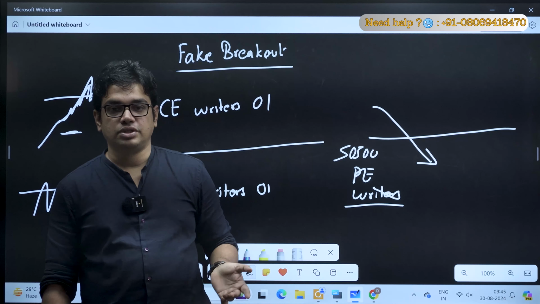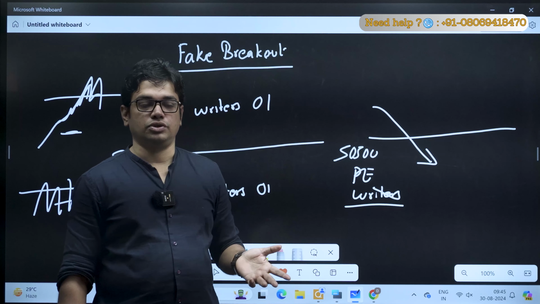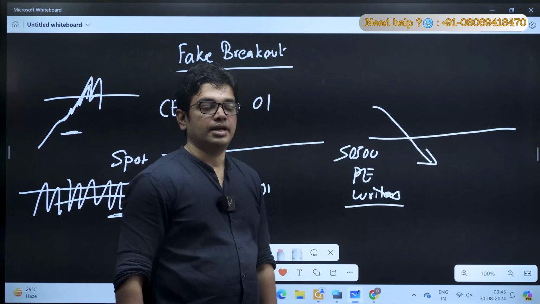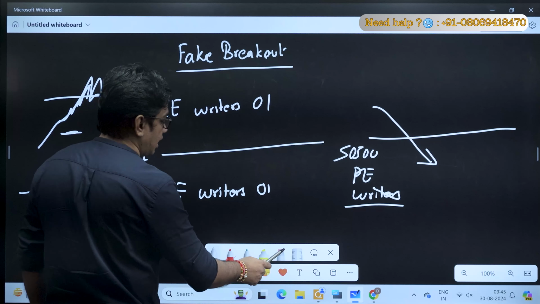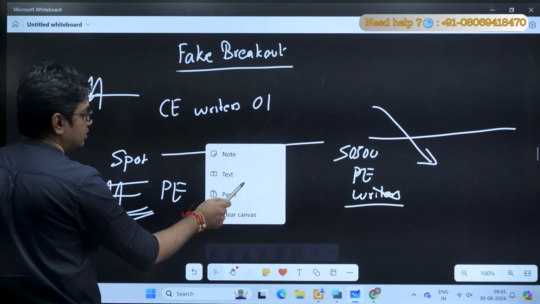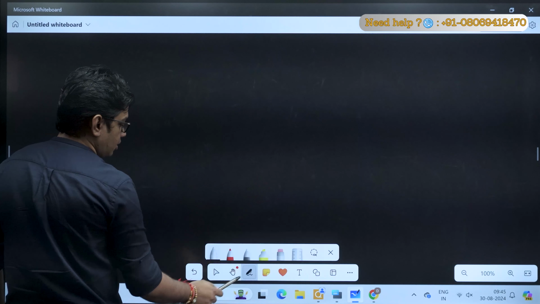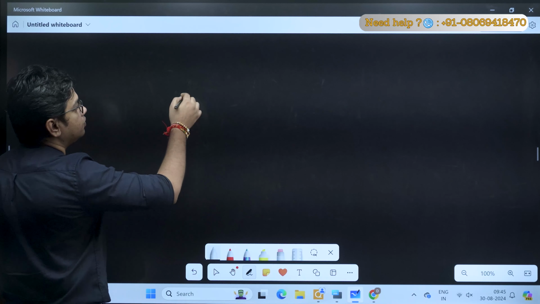Now you can buy the options and you can also sell the futures. That is how you are going to take the trade. Now this is about open interest. Now let's talk about order book data. Order book data you will get on the chart.